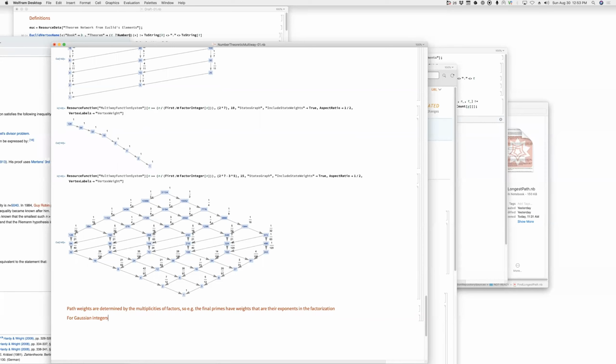Gaussian integers, I don't quite understand this. So you're saying maybe we should look at Gaussian factorization, which we certainly could. Right, okay, so fine, let's stick with Gaussian integers if that's easier to think about. Suppose you have a multi-way function system which just produces a single path. Yes. That's just a straightforward function on the integers.